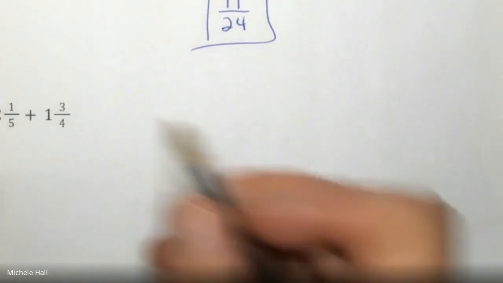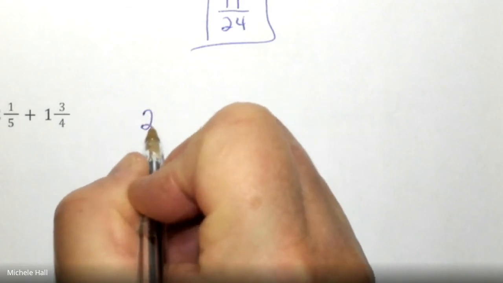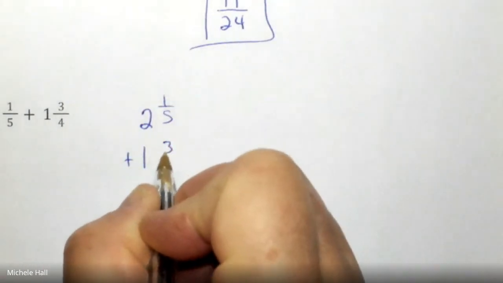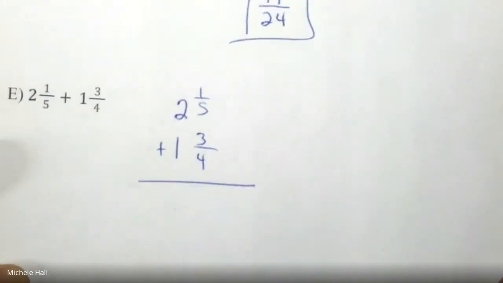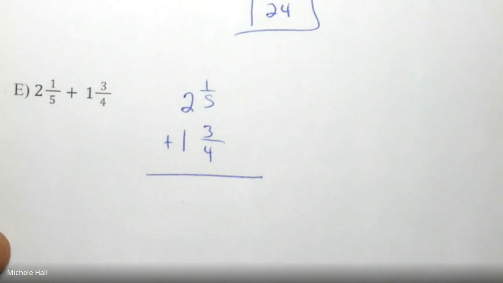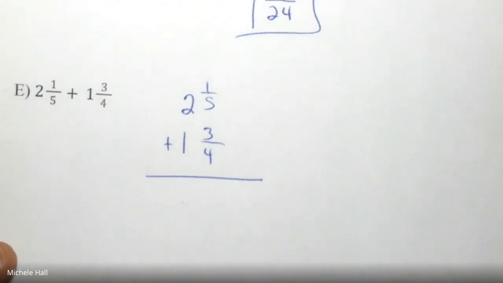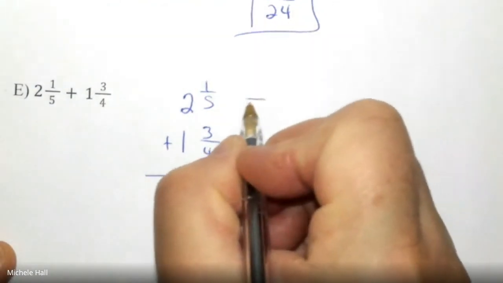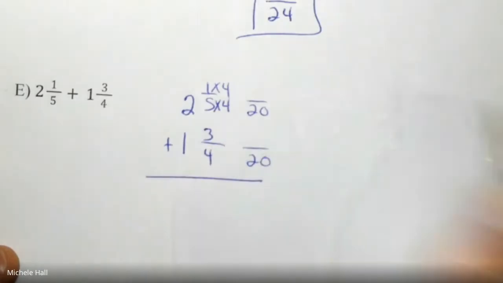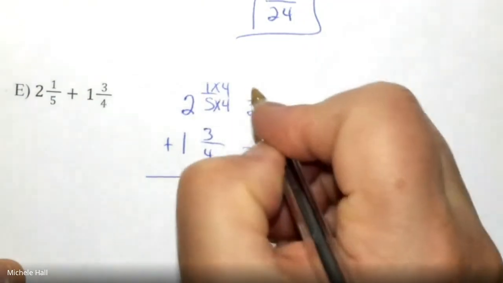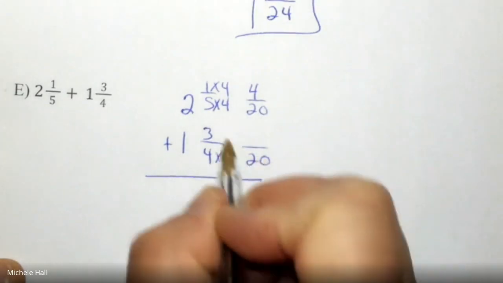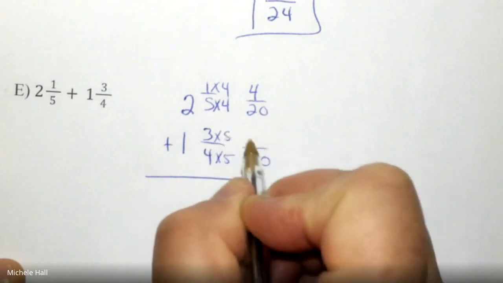Now we have adding, and again, I like to line these up vertically. 2 and 1/5 plus 1 and 3/4. It just makes it easier to find the common denominators next to them. What's the common denominator for 5 and 4? 20. Okay, go ahead and adjust your fractions. Let's see how you're doing. 5 times 4 is 20, so 1 times 4 is 4. 4 times 5 is 20, so 3 times 5 is 15.